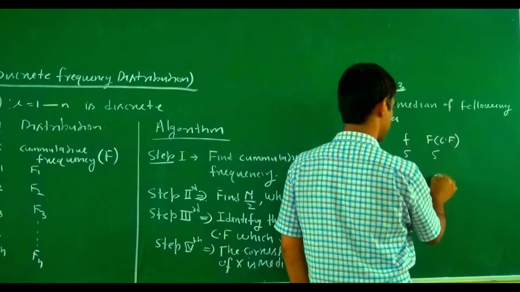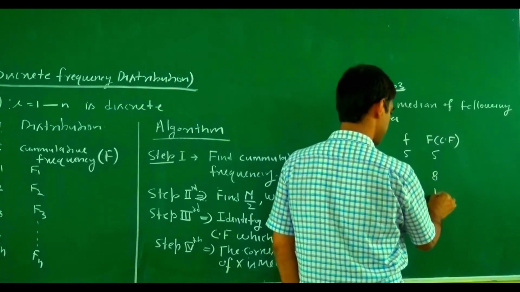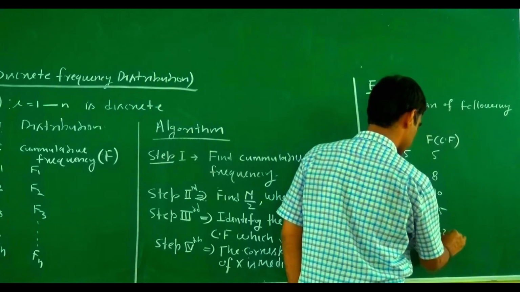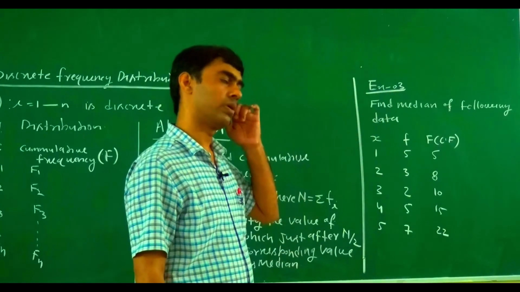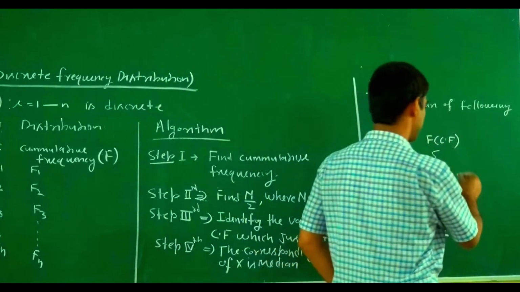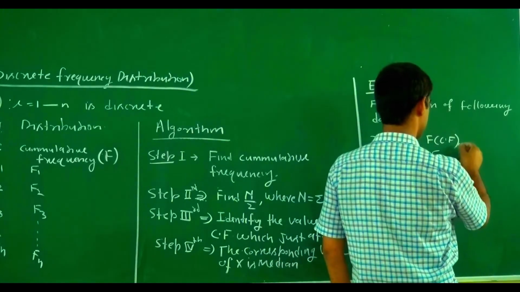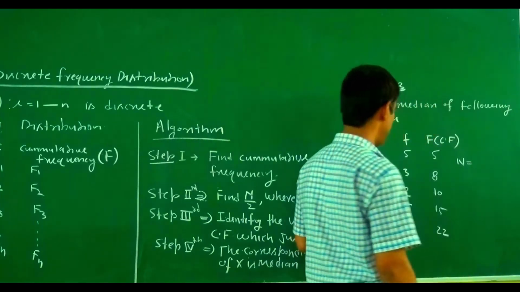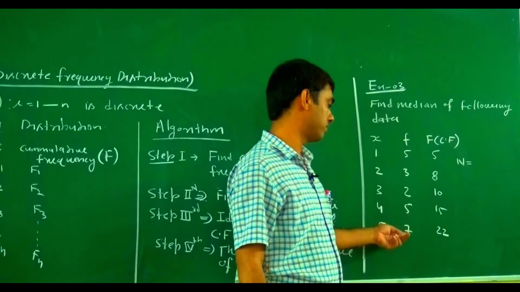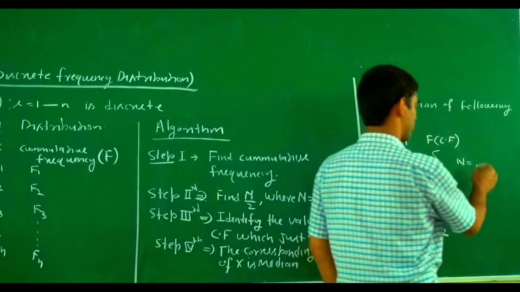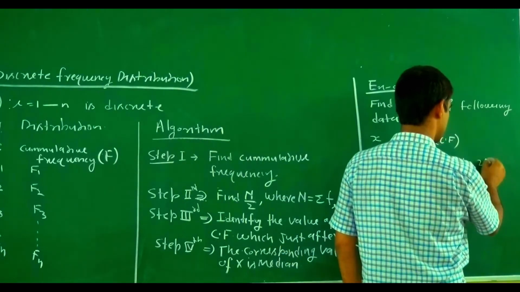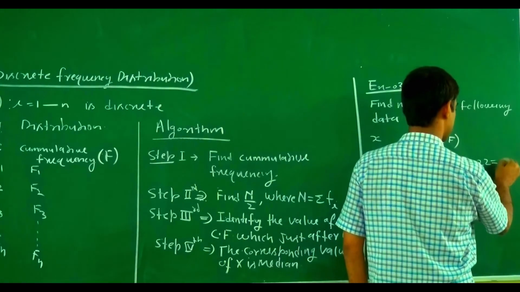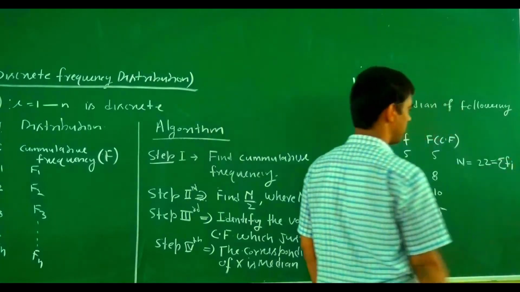So what is the cumulative frequency for these? This one is 5, this one is 8, this one is 10, this one is 15, and this one is 22. Now what is the value of N? If we add 5, 3, 8, 10, 15 plus 7, this is 22. So N equals 22. You may also write this as the summation of fi.